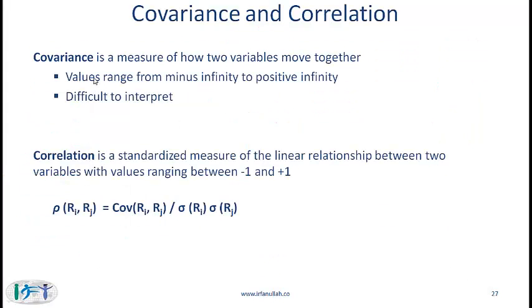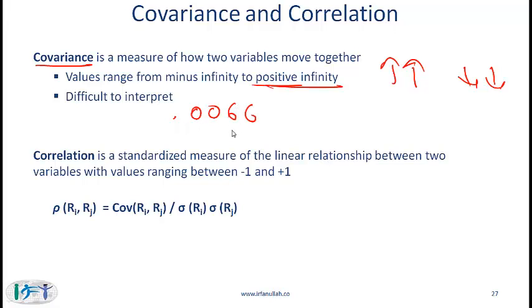So to summarize what we've talked about, covariance is a measure of how two variables move together. The value will range from minus infinity to positive infinity. We'll have positive numbers if the variables move up together and down together. The covariance will be negative if the two variables tend to move in opposite directions. The main issue with this measure is that it is difficult to interpret. On the previous slide, where we came up with a number of 0.0066, it is hard to say whether the covariance is strongly positive or not.